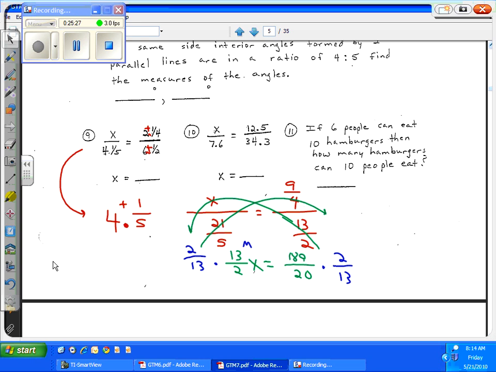So when you get to this situation, you know what to do, and you're going to get x equal, and I'm going to let you finish that, okay? So we changed the mixed numerals to improper fractions. We cross multiplied. When you undo multiplication by division, instead of thinking division, we're thinking multiply by the reciprocal. Okay?